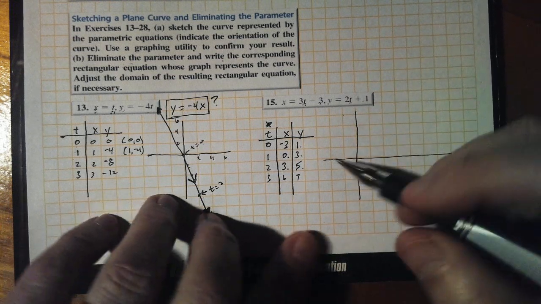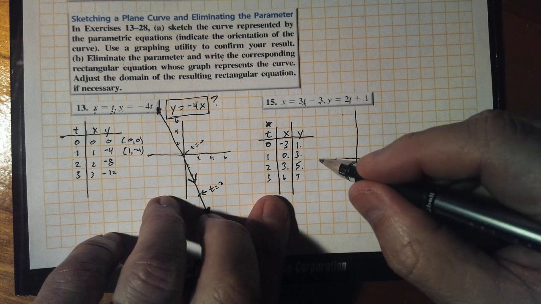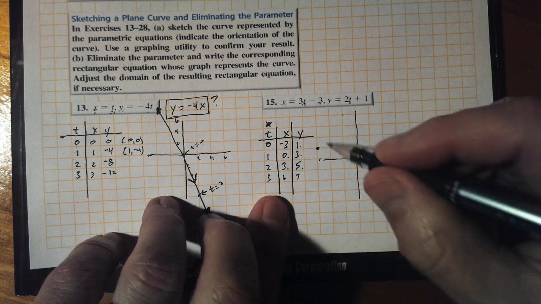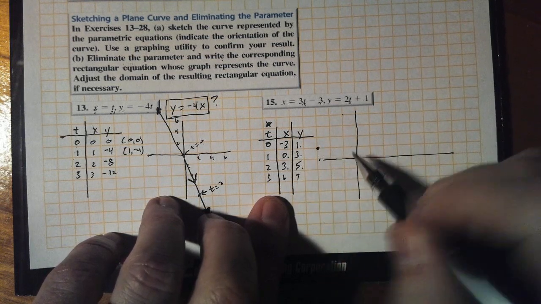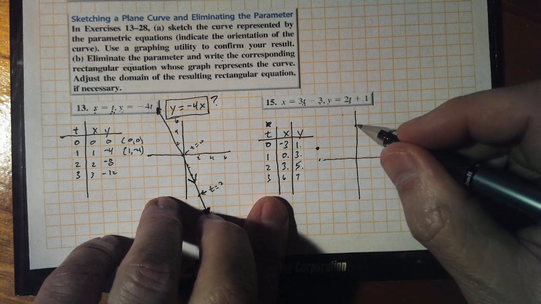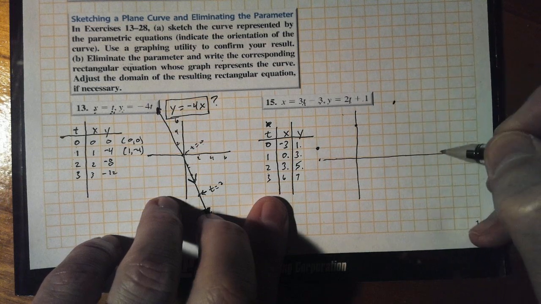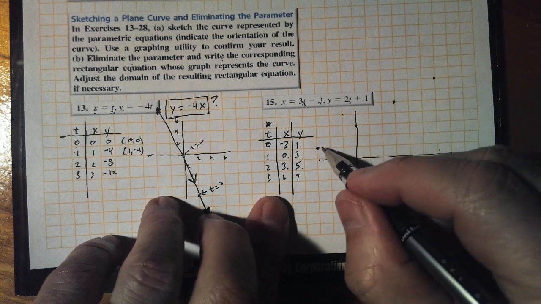Y needs to get up to 7. X doesn't. Oh yeah, X has to run -3 too. Let's see. -3, 1 is a point on the graph. 0, 3 is a point on the graph. 3, 5 is a point on the graph. 6, 7 is a point on the graph.